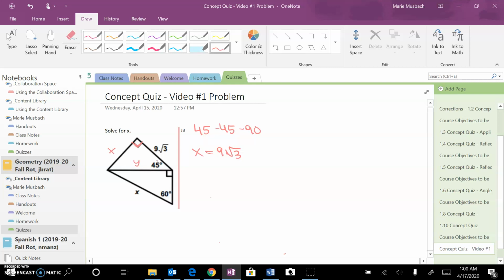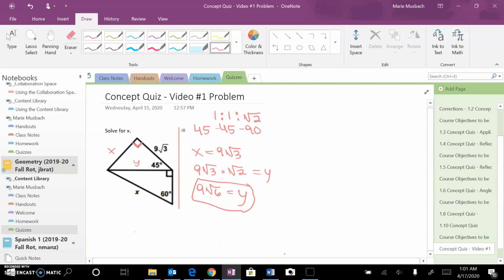And so basically to find the y, you just multiply 9 to the square root of 3 times the square root of 2, which then equals y. And since we're doing square roots, you would just do 3 times 2, which is 6. So 9 to the square root of 6 equals y. And also the ratio for that would have been 1 to 1 to the square root of 2.